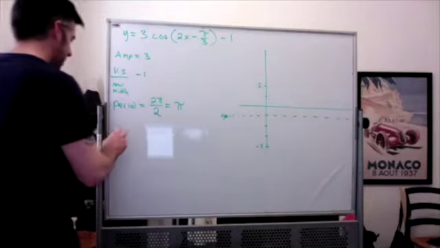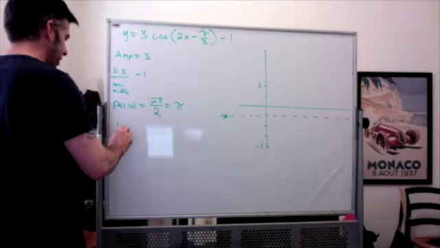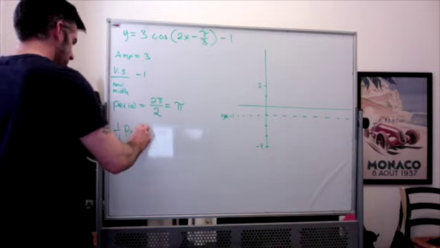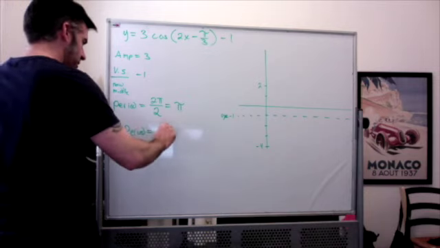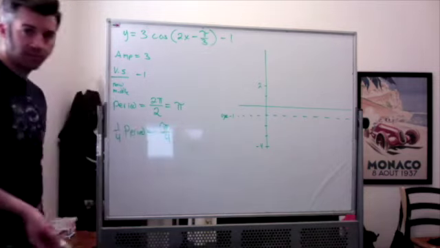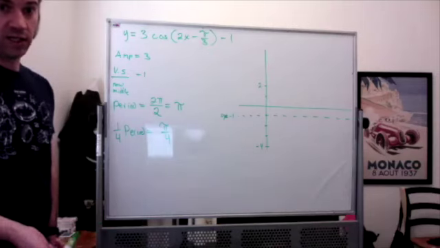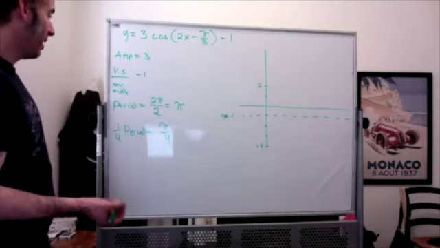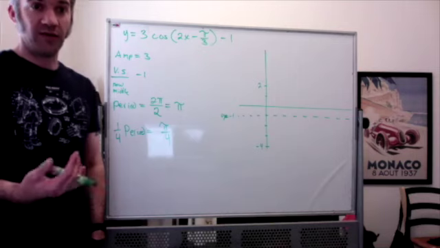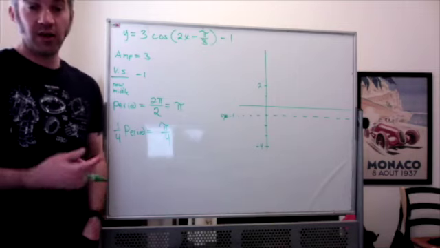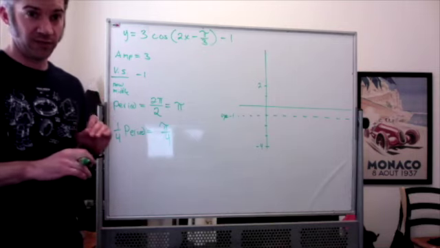Okay. So in this case, 1/4 of my period is my period divided by 4. So my period divided by 4 is pi over 4. The only other thing we have to do now is find the starting place. So I want to be very, very explicit here.